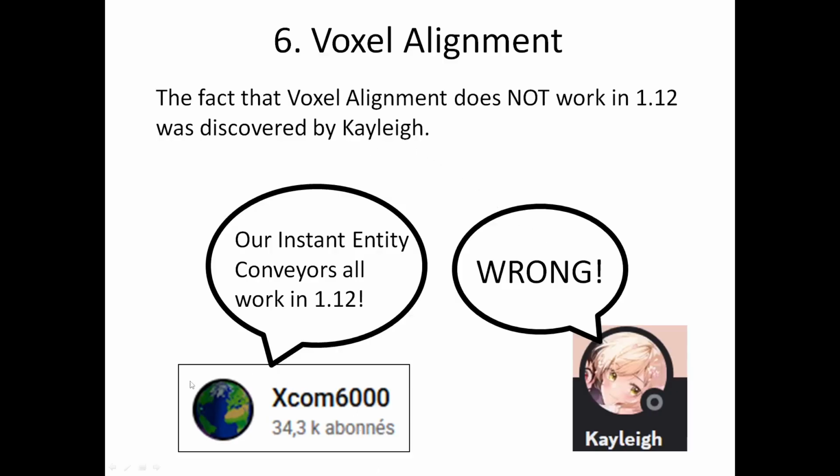Initially when XCOM published a video about instant entity conveyors, he claimed in the video description that it works in all versions from 1.9 onwards, and this is wrong because the initial entity conveyors which we built used this voxel alignment, and that does not work in 1.12. Like in 1.12 we only have entity conveyors for gas, and if you want you can build one for armor stands. But the horse instant entity conveyors in XCOM's video do not work in 1.12. We can credit Kaylee for discovering that voxel alignment does not work in 1.12 because she was the first one who figured out that these entity conveyors do not work.